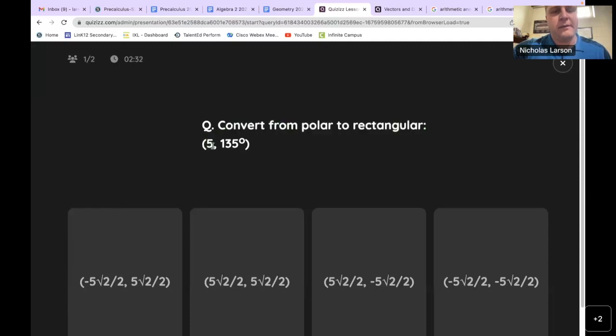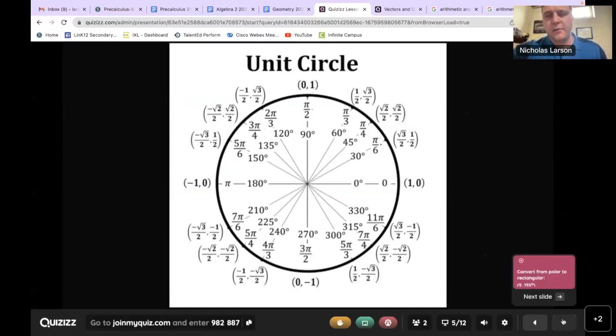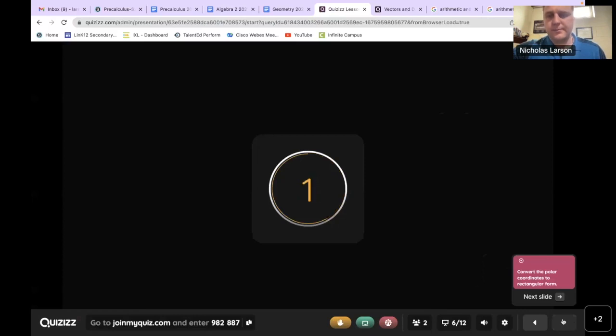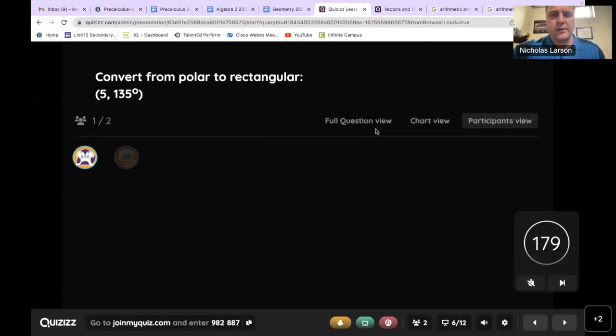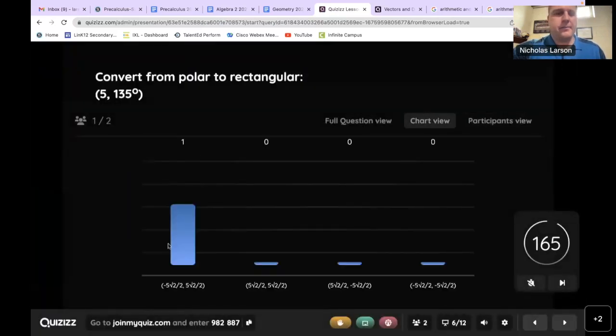Your r value is going to be 5. And you have to figure out, maybe we look at our unit circle. What's 135? Can I go back to my unit circle? 135. Okay, that's going to be these numbers right here. So I would do 5 times negative square root 2 over 2, and I would do 5 times square root 2 over 2, which I believe was one of the answer choices. I believe it would be this first one here. Yep. Nice work.